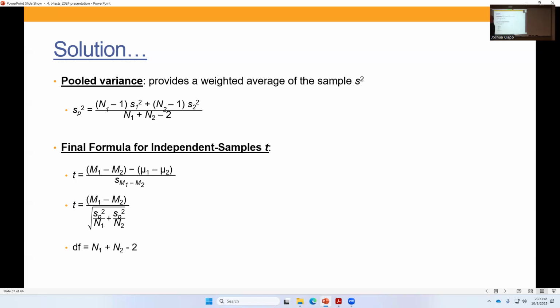So your final formula here for your independent sample t-test is going to be the difference in your sample means over your pooled variance estimate divided by your number of people in sample 1 plus your pooled estimate over your number of people in sample 2, and then you take the square root of that.